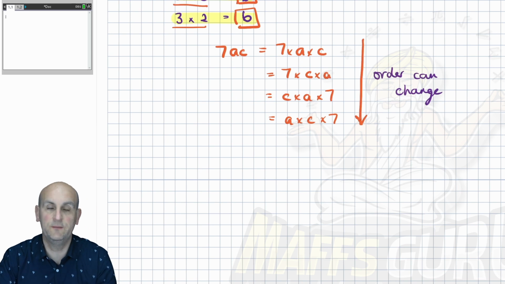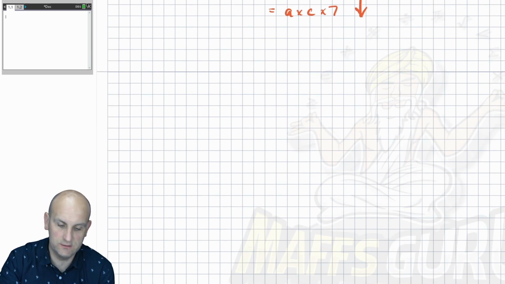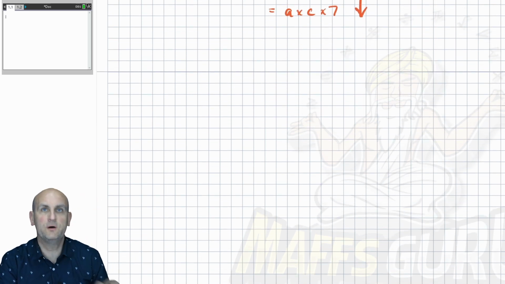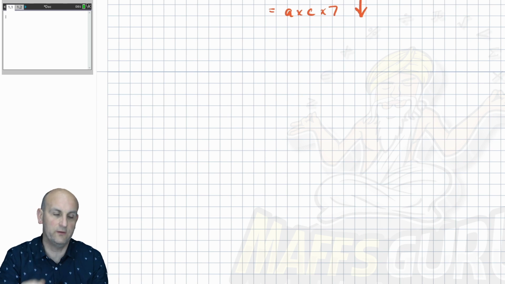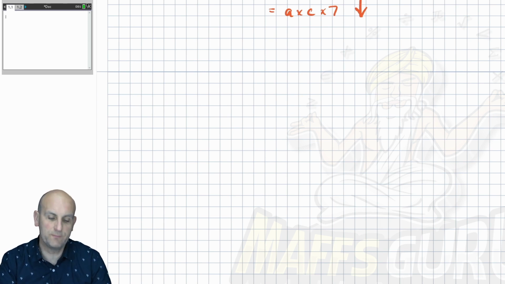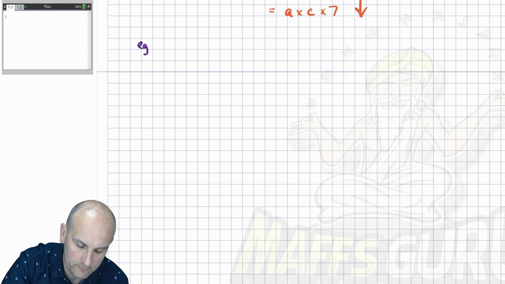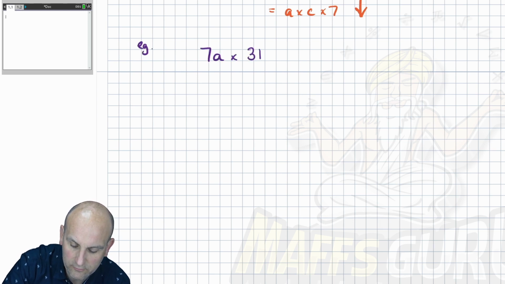Now, why is that going to be important to the lesson we're about to do? So this is the new learning. What if I want to multiply terms together? Previously, we've added and subtracted. That's my shopping cart and whatever else. But what if we now want to multiply these things? So here's an example. What if I have 7a times 3b?